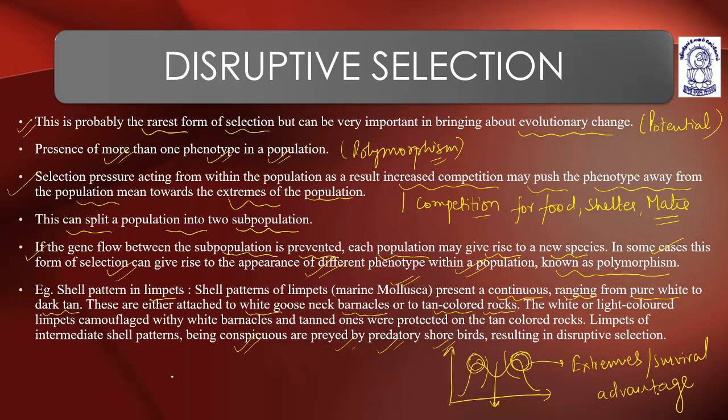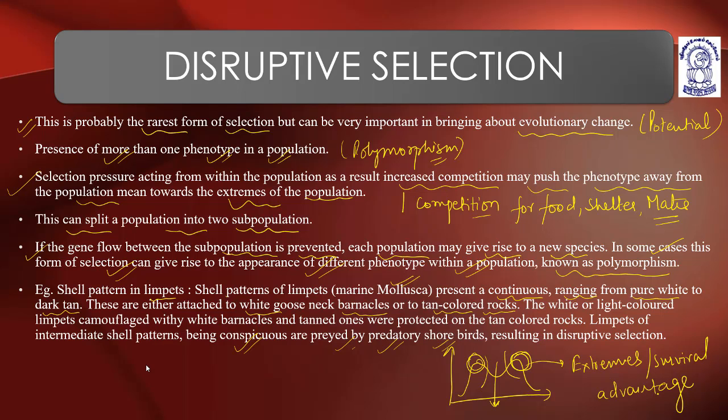So the white or light colored limpets camouflage, and the tan ones also get camouflaged. Both the extremes, meaning both the variants, actually have a survival advantage here, but the average population, the normal form, gets predated by the shorebirds, resulting in the disruptive selection. So this is disruptive selection, which is causing disruption in the average population size, and it is basically increasing the extremes to survive. So these were the three different types of natural selection.